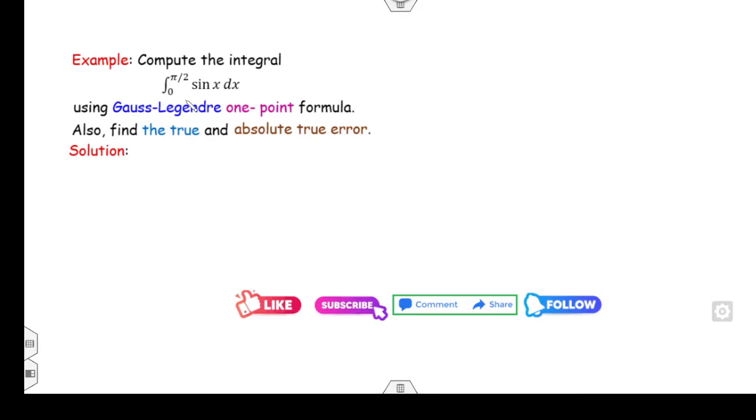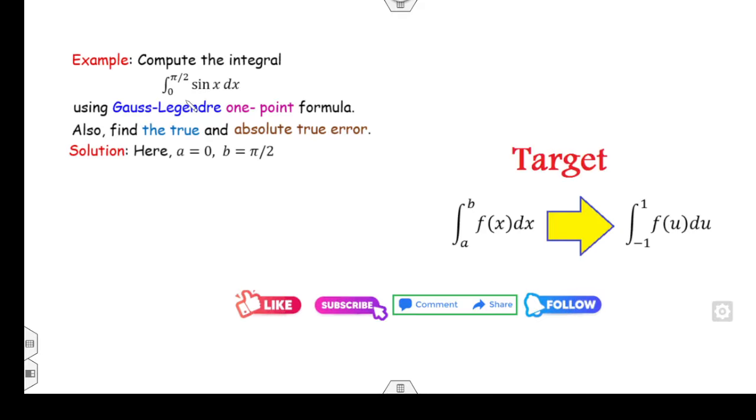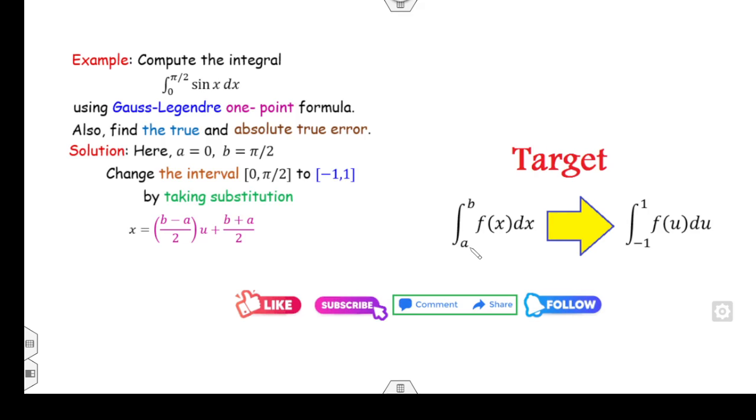Compute the integral. Again, you can see a is 0, b is equal to pi by 2. My target is to change the limits from a comma b, that is 0 comma pi by 2, to minus 1 comma 1. So what is (b minus a) over 2? It's pi over 4. x equals pi over 4 u plus pi over 4. Therefore, dx will be pi over 4 into du.